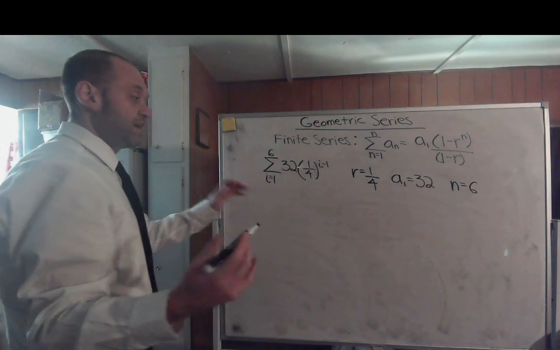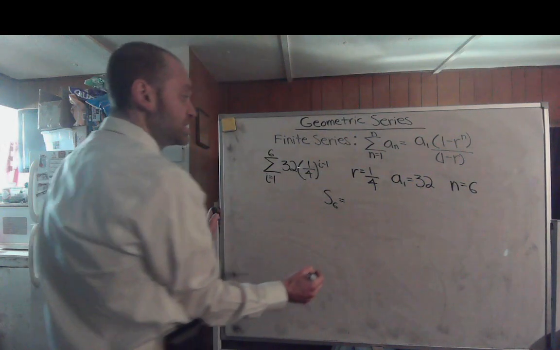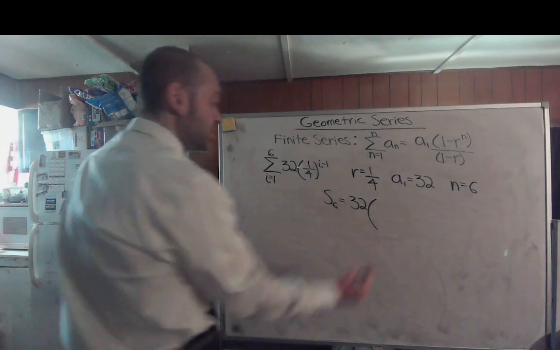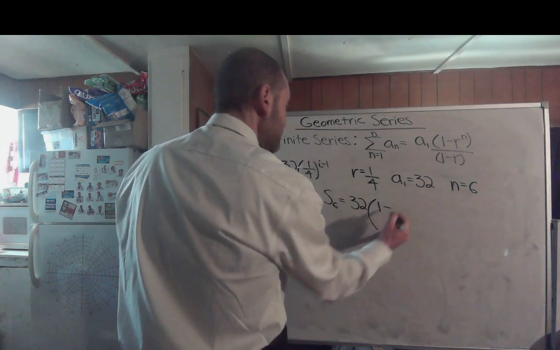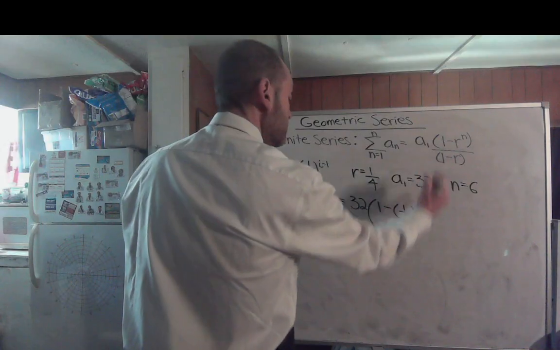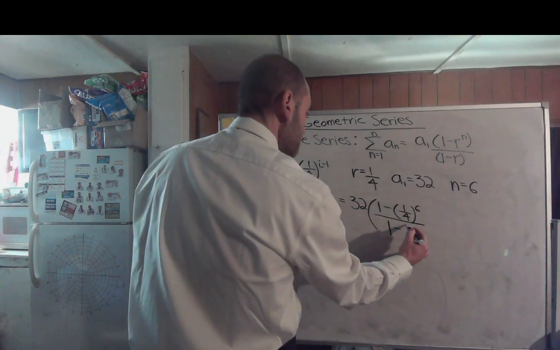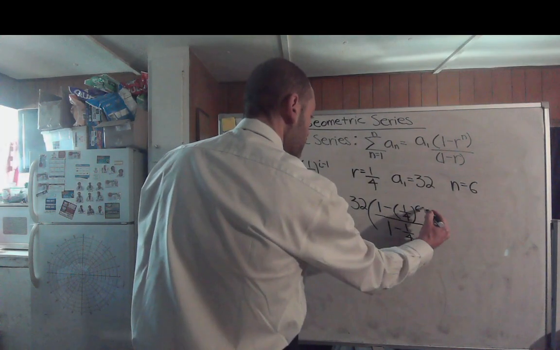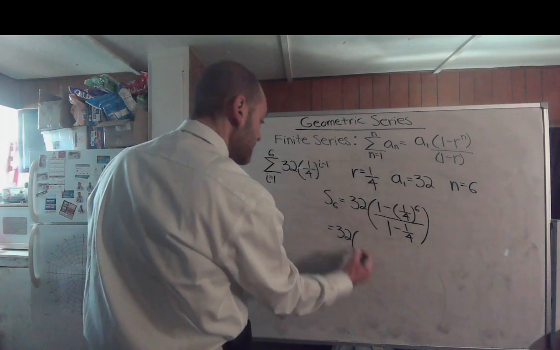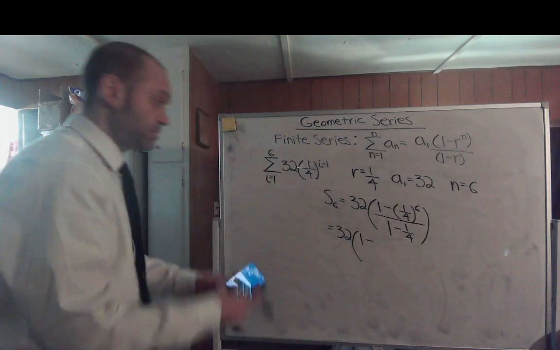We can easily find the sum now. The sum of these 6 terms is going to equal my a sub 1, which is 32, times 1 minus my common ratio of 1/4 raised to my n, which is 6, all over 1 minus my common ratio of 1/4. So that's going to equal 32 times 1 minus, let's figure out what 1/4 to the 6th power is.